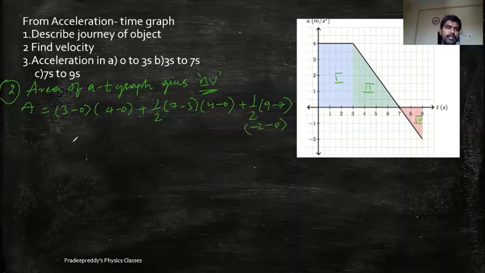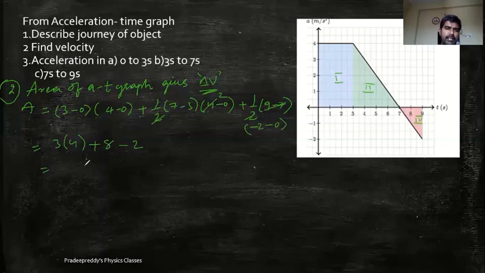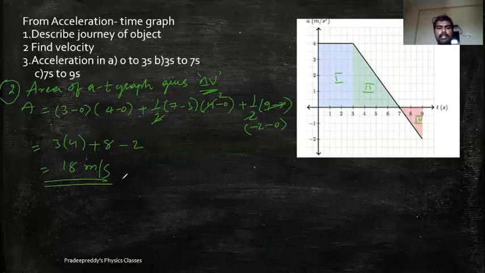This is equal to 3 into 4, plus 2 2's are 4, 7 minus 3 is 4, 4 4's are 8, plus 9 minus 7 is 2, and the 2's get cancelled, and this is -2. So 3 4's are 12, 12 plus 8 is 20, 20 minus 2 is 18 meters per second. This is the velocity of the journey.